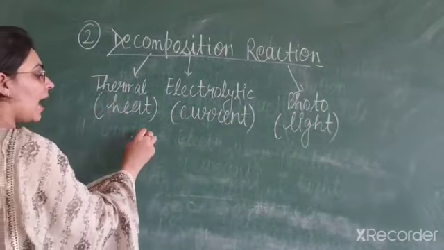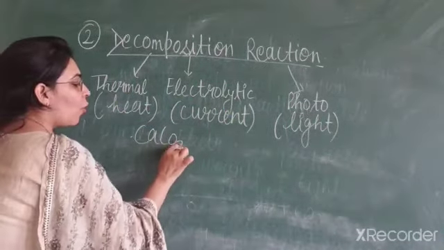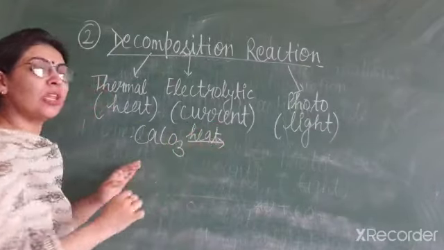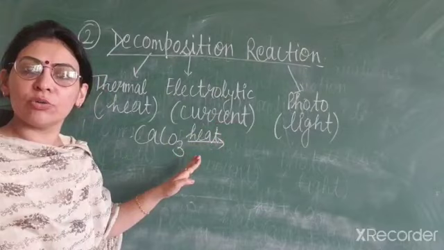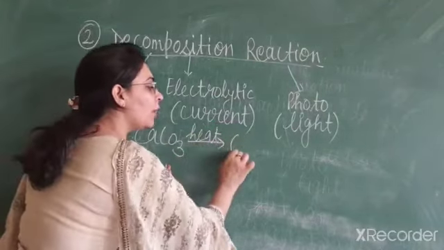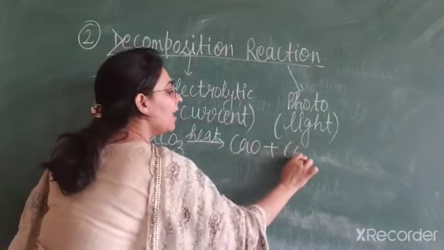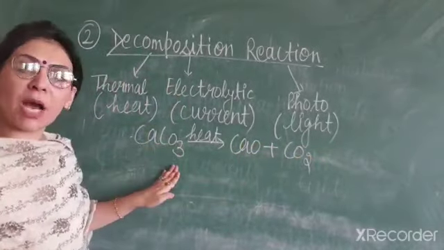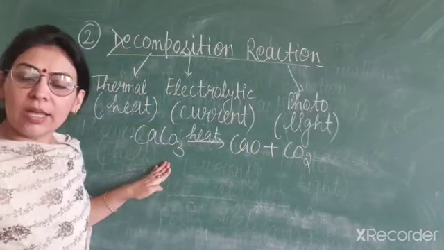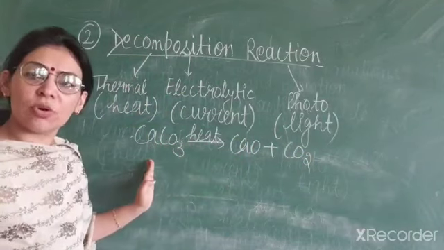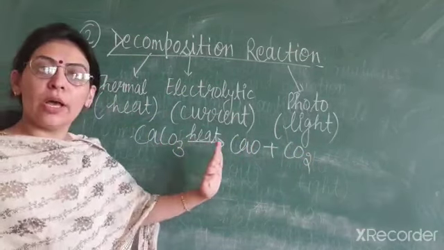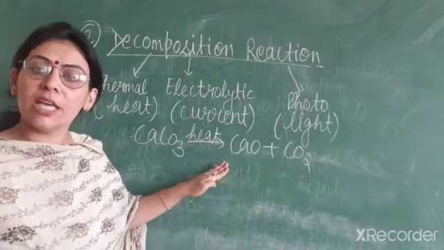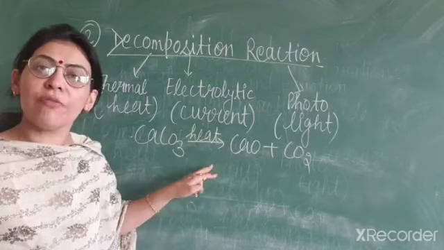Now as we take the calcium carbonate, also known as limestone, when we pass the heat through the limestone, it will break down into calcium oxide and carbon dioxide. Calcium oxide is also called quicklime. When we supply the heat through the limestone, it will decompose into quicklime and carbon dioxide. This is the thermal decomposition, the decomposition that takes place in the presence of heat.